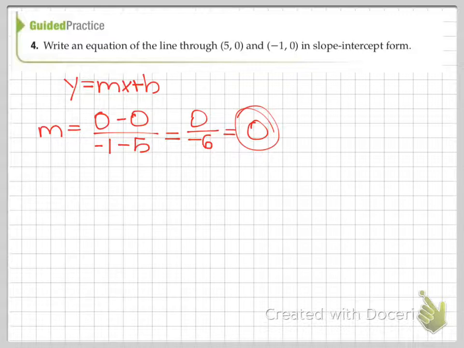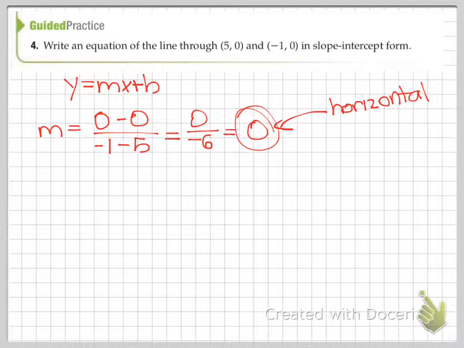Okay? When an equation has a 0 slope, do you remember what that is? You should know from Friday that that is going to be a horizontal line. When you see a slope of 0, you should know that that line is going to be horizontal. But let's go ahead and get it into slope-intercept form and see what happens.